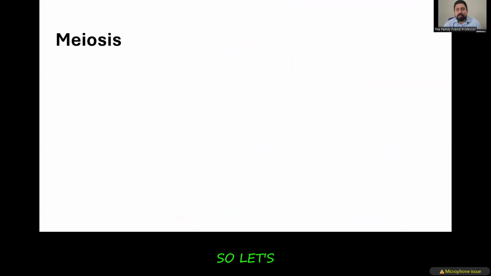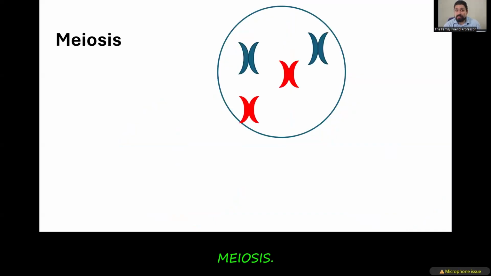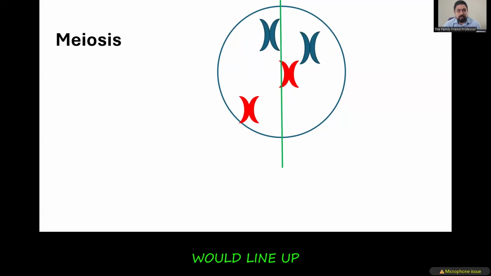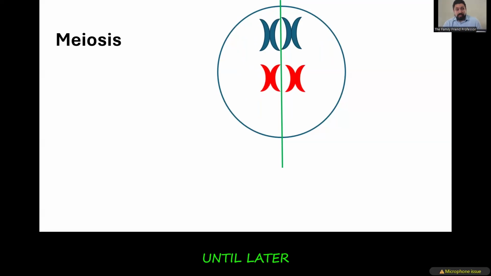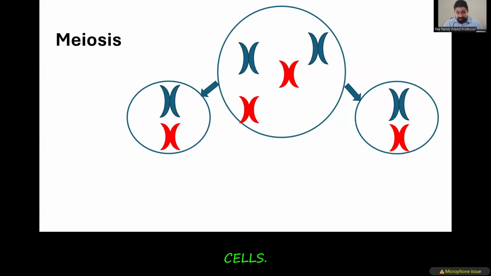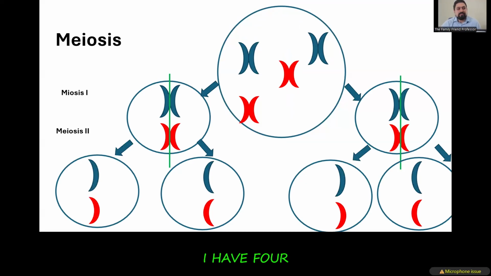So let's look at meiosis. They were looking at cells undergoing meiosis, and they noticed something different: the chromosomes would line up this way, and would later be divided into two cells. Now we could see that we have reduced the number of chromosomes. So now I have 4 different gametes, or 4 different cells, right? Each one of those cells has half the original number of chromosomes.